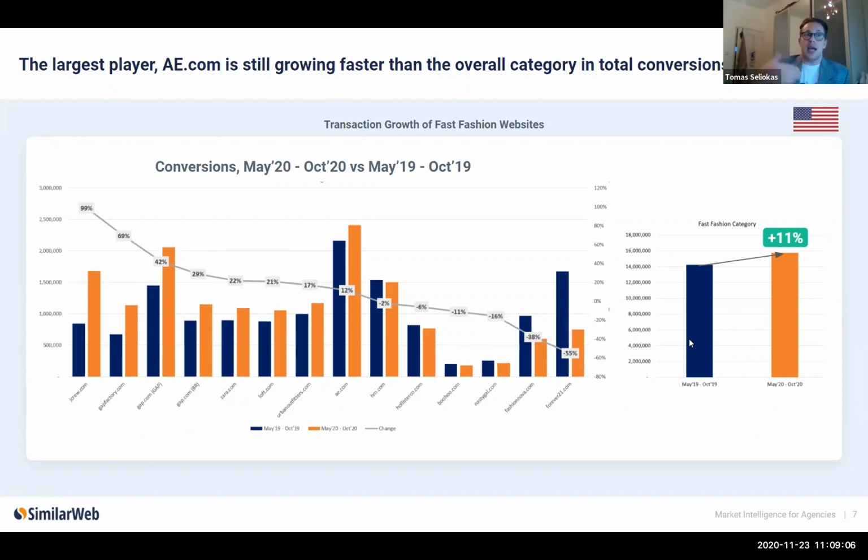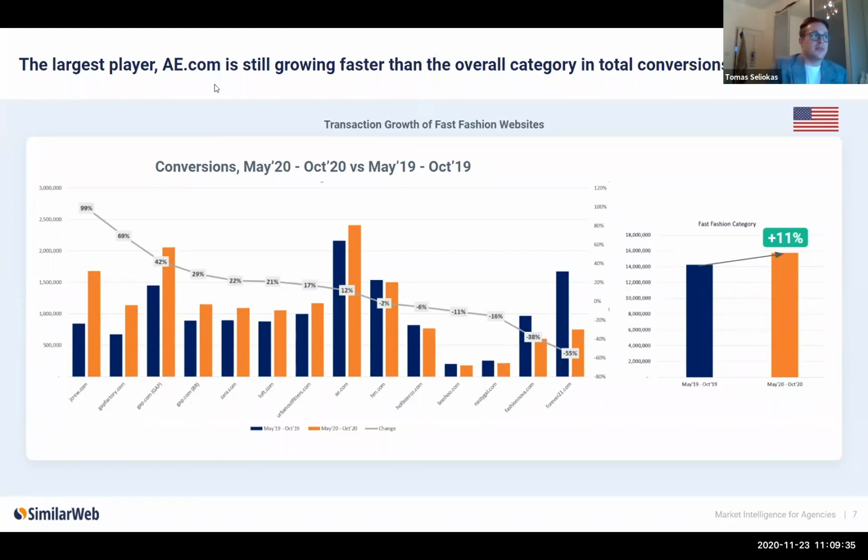And then it gives us an ability to analyze how much it grew period over period. And this is very important, to not compare 6 months to the 6 months before because of seasonality, especially in e-commerce and retail categories. So we can see that the overall category grew 11% in total conversions. So this is not traffic to total websites in the category, it's conversions in the category.